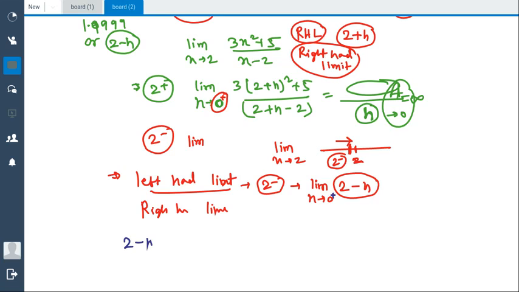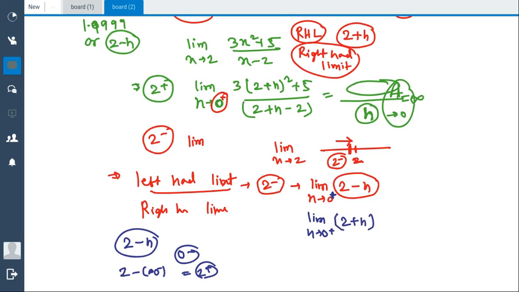Otherwise, what happens if 2 minus h is there and h is 0 minus, so it becomes 2 minus of 0 minus. Basically, it would tend to 2 plus. So basically, in both the cases, we take h as 0 plus, then this would be 2 plus h, and we are talking about 2 plus. Got this?